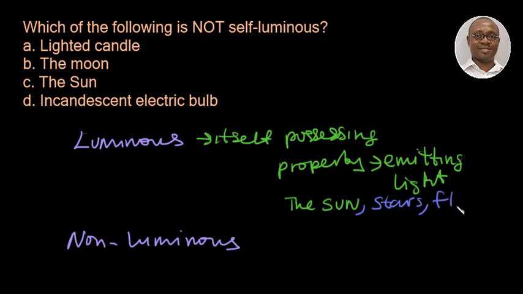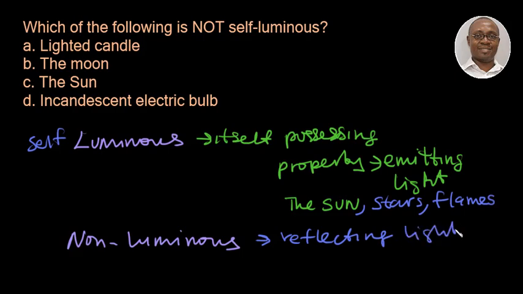We also have flames of all kinds. Okay? Bodies which shine in consequence of being heated or rubbed are self-luminous. Okay? Good. Then on the other hand, non-luminous objects are capable of reflecting light to our eyes. A typical example of a non-luminous object is the moon.